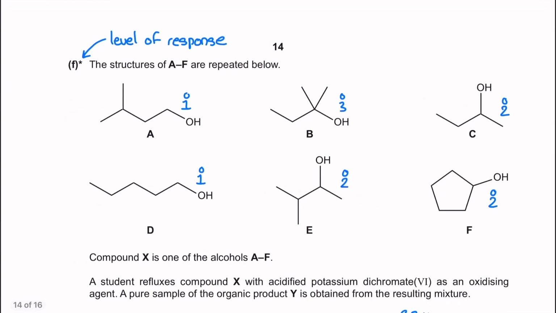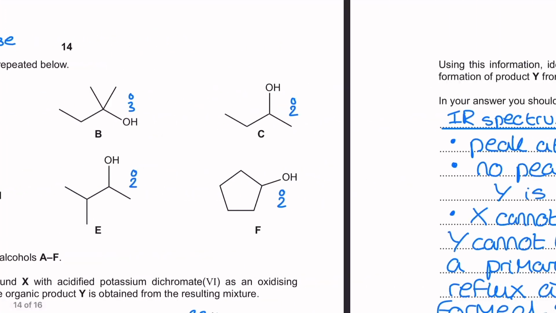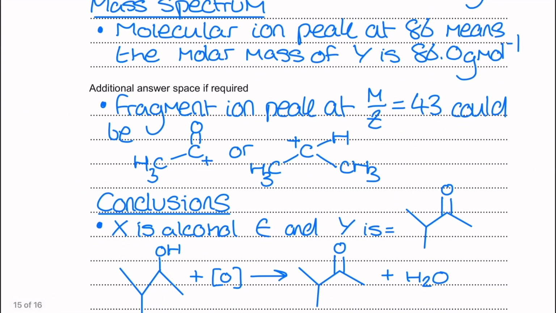If we look at the selection, you could argue, since I know it needs to be a secondary alcohol, why is it not C? And the answer of why it isn't C comes directly from that molecular ion peak at 86, because you can't get a ketone product when C is oxidized that has a molar mass of 86.